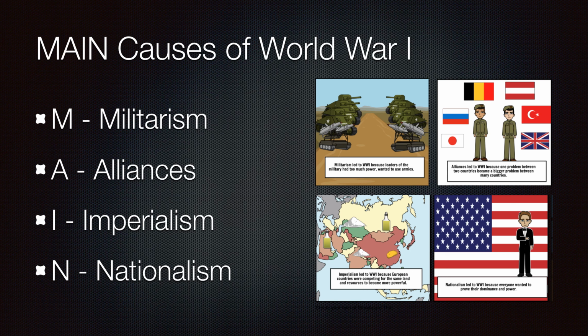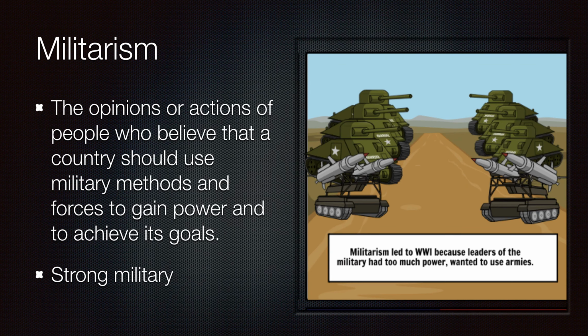The first thing I'm going to do is give you a definition for each, and then I will talk about how each term specifically was a cause of World War I. Okay, so first we have militarism. These are the opinions or actions of people who believe that a country should use military methods and forces to gain power to achieve their goals. So basically this means you want to have a strong military.